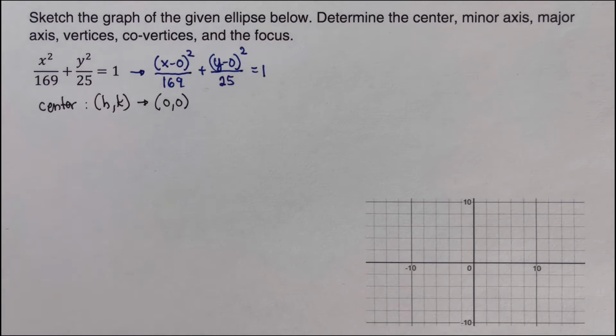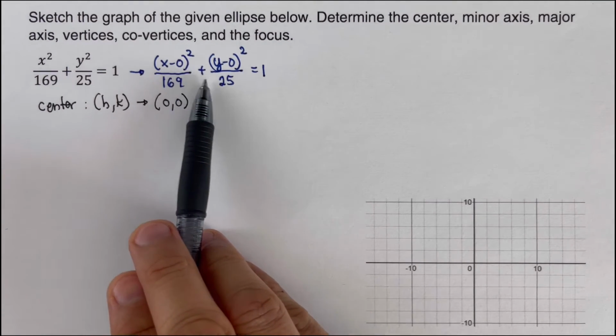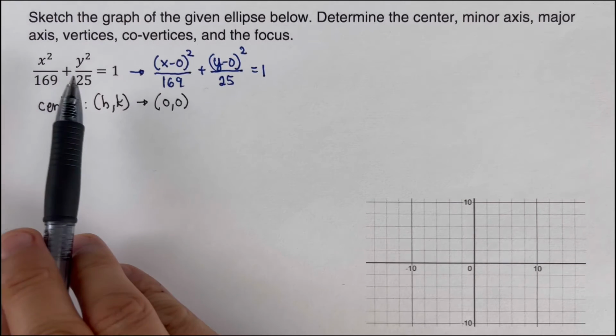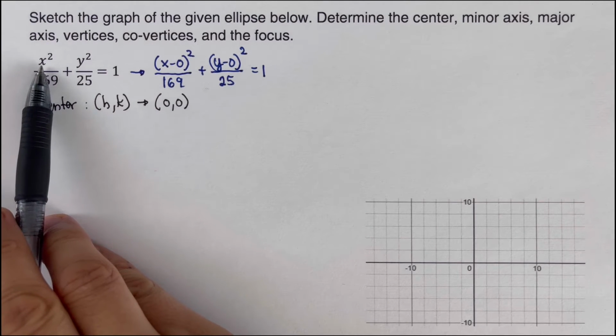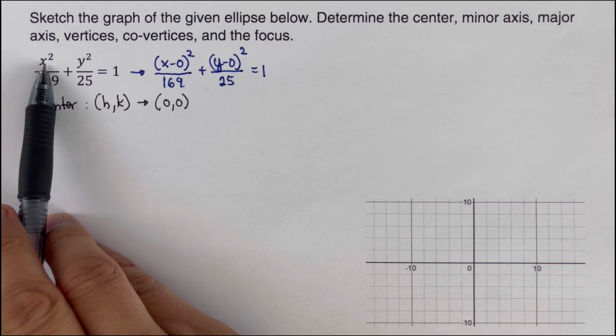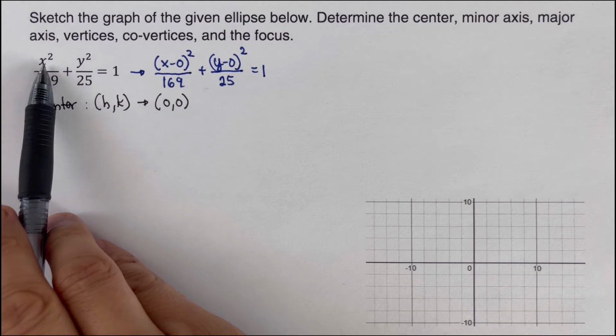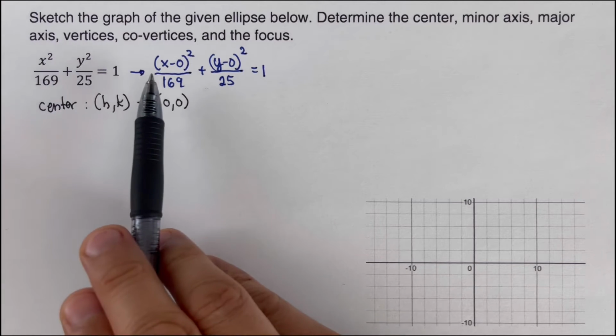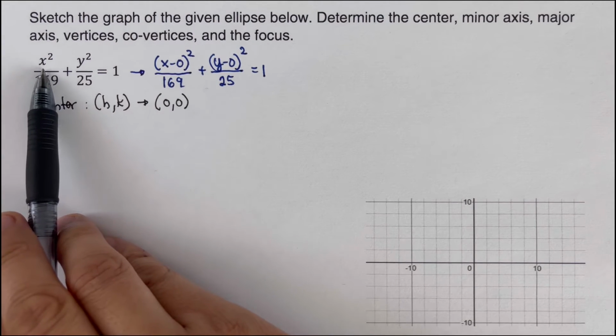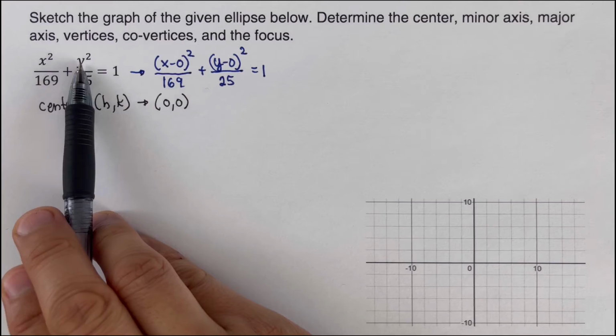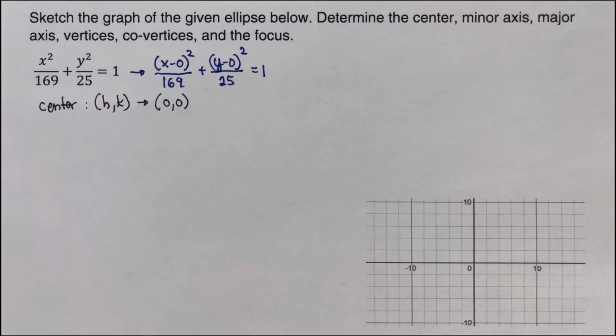The easiest way to look at this without having to change it to the form where we write the h and k is that whenever x is by itself without any number next to it, then we can say that h is 0. So that's a trick right there. If there's no number next to the x, that value is 0. And if there's no number next to the y, that value is 0. And so the center is at (0, 0).